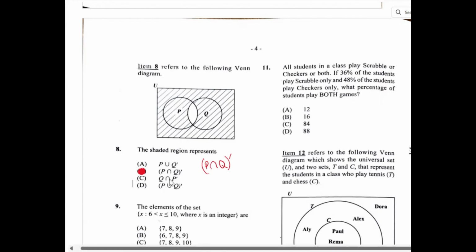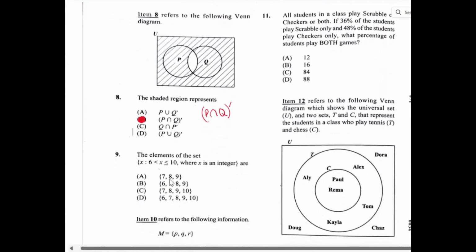Number 9, the elements of the set X such that X is between 6 and 10, where X is an integer. Now I said between 6 and 10, but it is inclusive of 10 because of our less than or equal to sign here. When you have a less than sign on its own, it means exclude that particular extremity. But because this has a less than or equal to, we have to include the 10. So we are not including the 6, but we are including the 10.